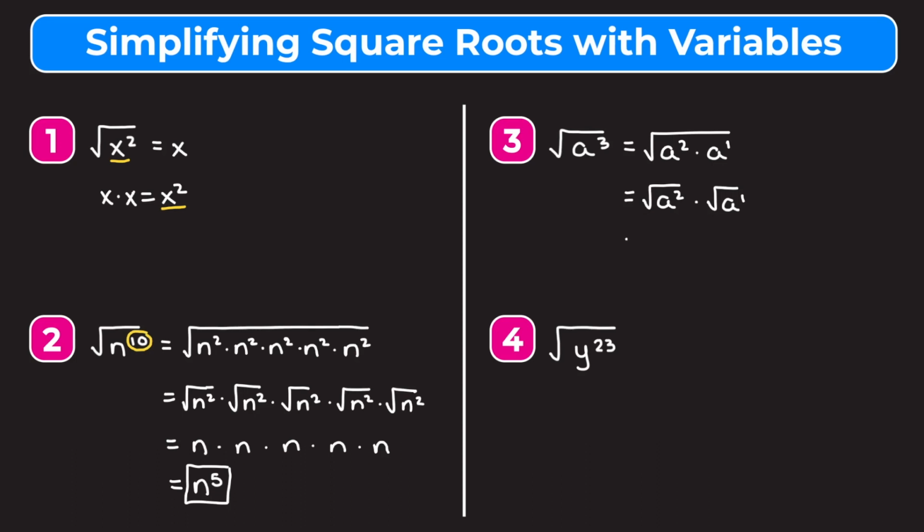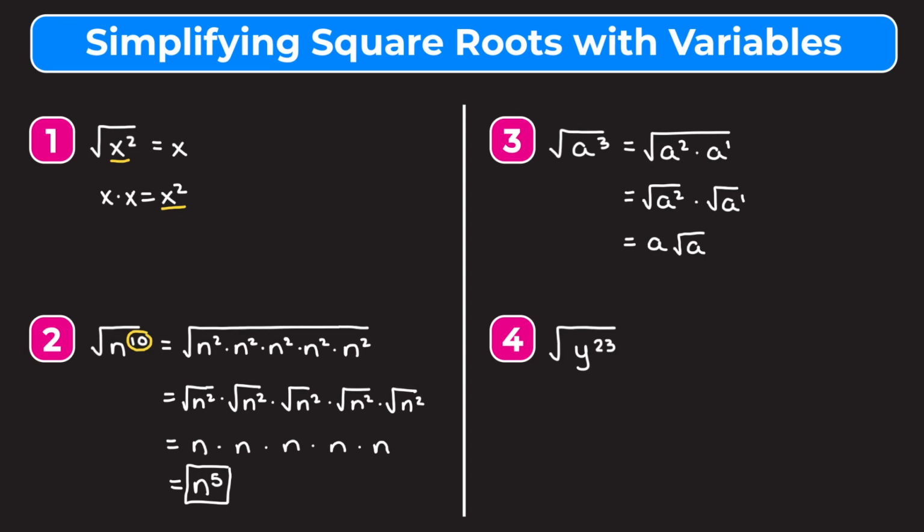Now the square root of a squared is just a, and we can't simplify the square root of a to the 1st because our exponent is just 1, it's not above 2. If our exponent is less than 2 and we're taking the square root of the variable, we can't simplify it. So we're just left with the square root of a. So we get a times the square root of a.